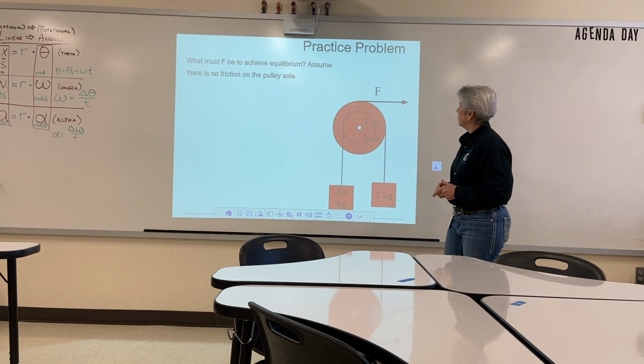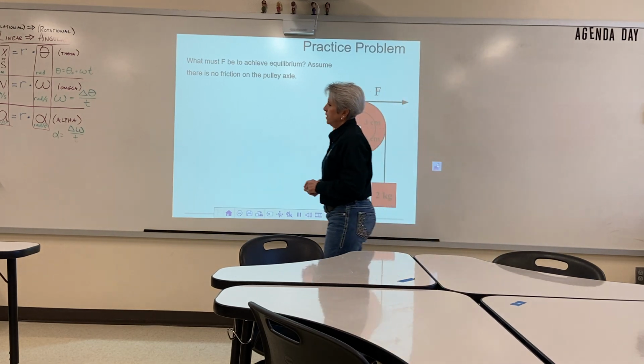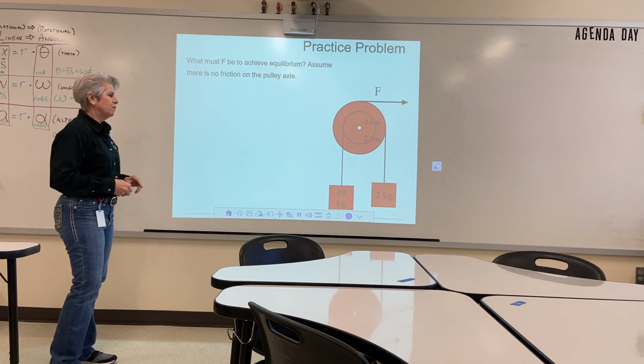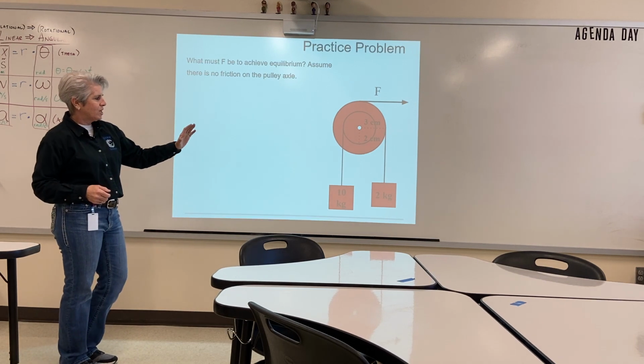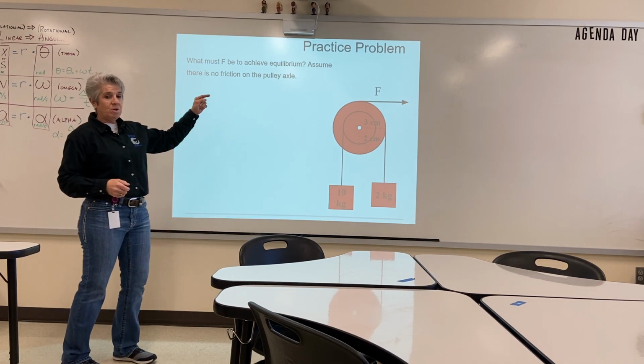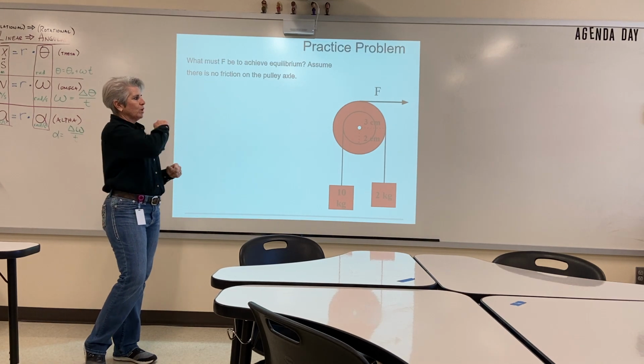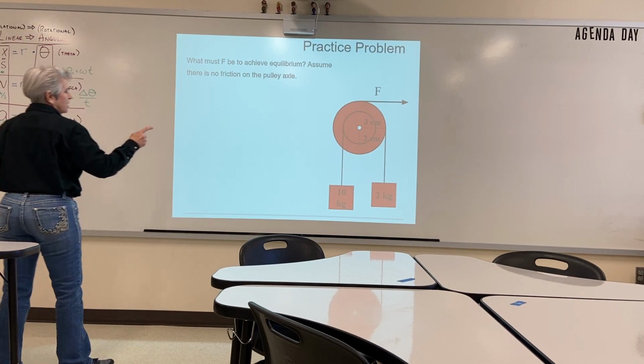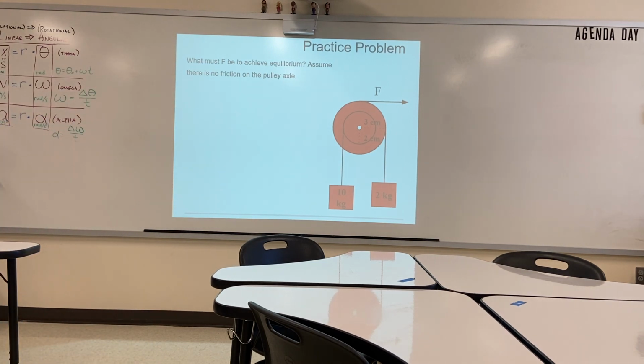Let's take a look at a practice problem here. It says, here we have a pulley. We have two masses hanging from this pulley, a 10 kilogram mass and a 2 kilogram mass, and we have a string across the top of it that we're going to apply a force to. In this diagram, they tell us that this has two different radii. Let's take a look and see if we can see this a little better.